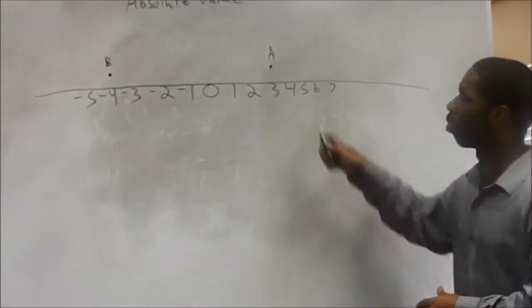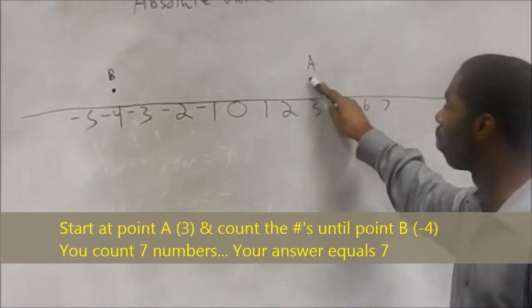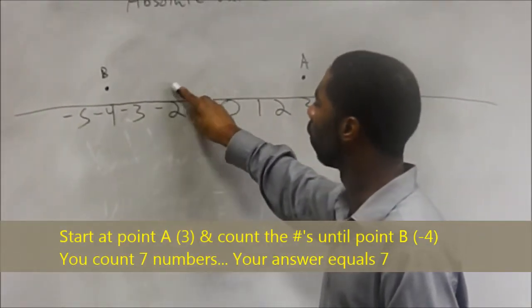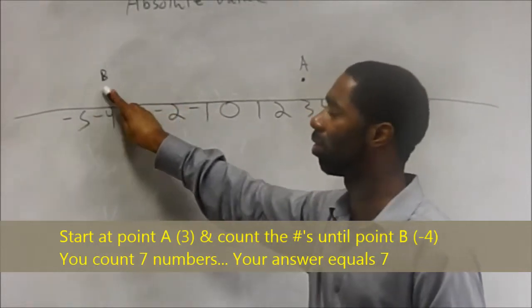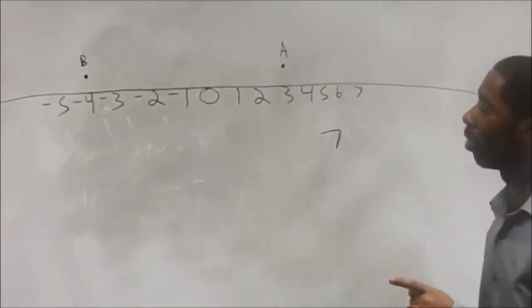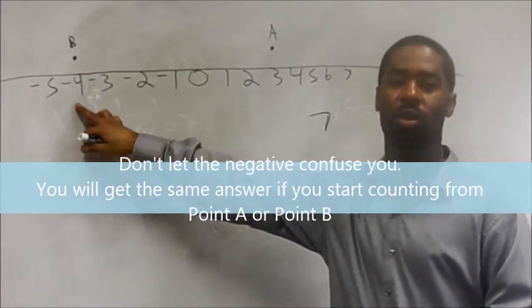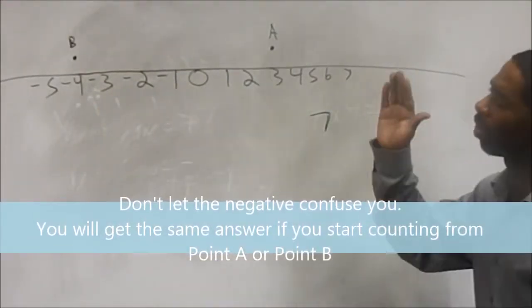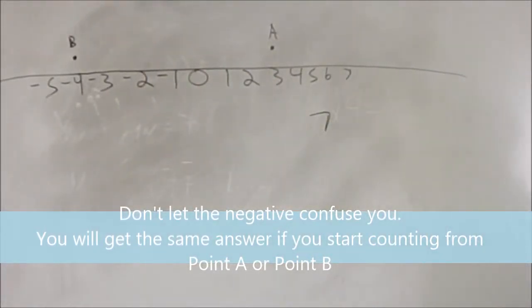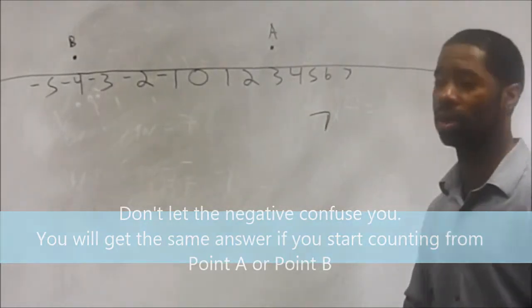What you want to do is start at point A, and you want to count how many numbers lie before you get to point B. And that's 1, 2, 3, 4, 5, 6, 7. Your answer to that is going to be 7. And what confuses people is that you have a -4, so a lot of people think that your answer is going to be something negative. No, it's not. Even if they were to ask you what's the difference between B and point A, what would your answer be then? 7. Because it's going to be the same amount that lies in between each one.